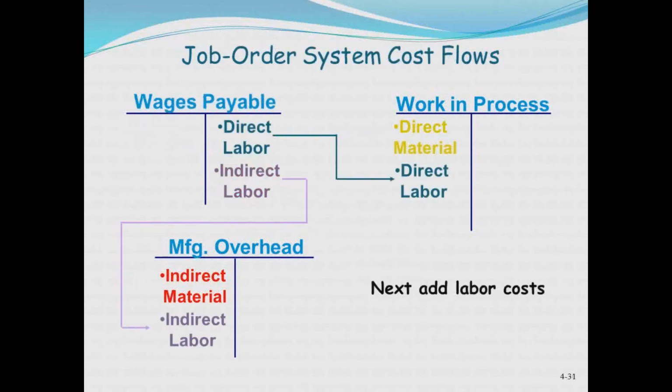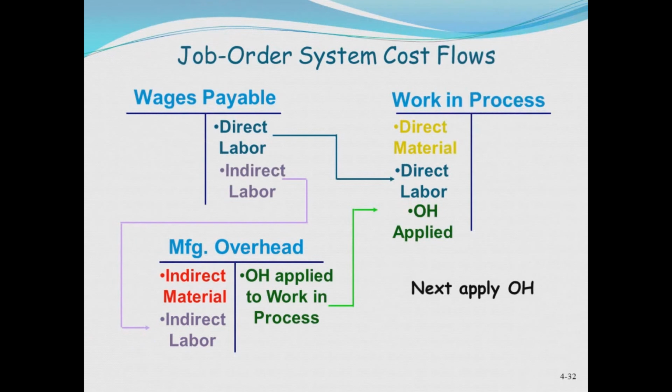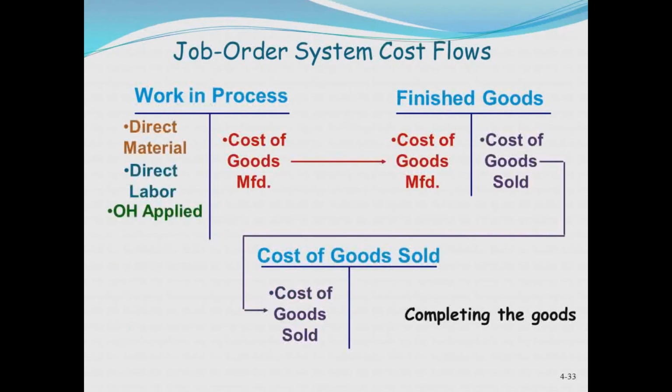Labor will look the same. Direct labor goes into work in process. Indirect labor goes into overhead. You then take your overhead and you get your overhead into work in process through your overhead application. Now you've accumulated your direct and indirect costs in work in process. You then take those costs and you move them on to finished goods and cost of goods sold. And then you have to dispose of your under or over allocation, which was the question.